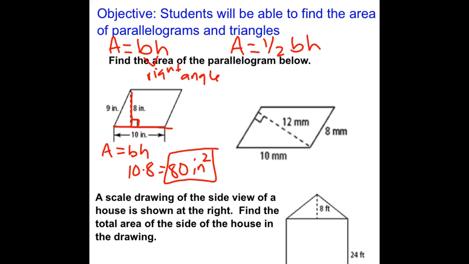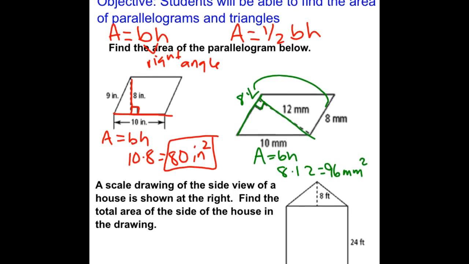All right, you pause the video and try the next one on your own. All right, you can see that I had my base and my height. I followed that right angle on the left side and looked at the two sides that make it up. That's a 12, and this side doesn't have a measurement, but opposite sides of a parallelogram are congruent, so I can bring that 8 over. 8 times 12 then is 96. I gave it the label millimeters squared.